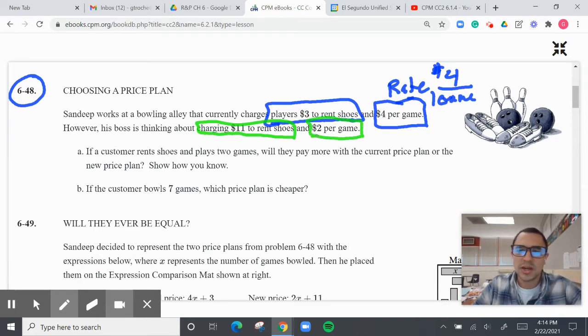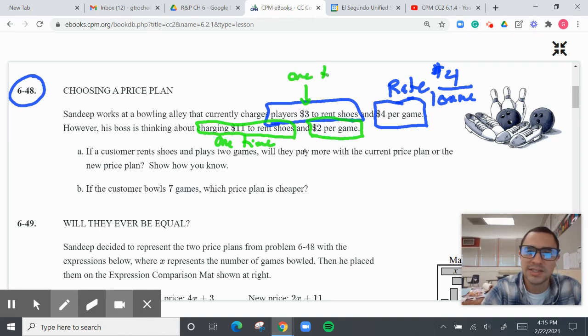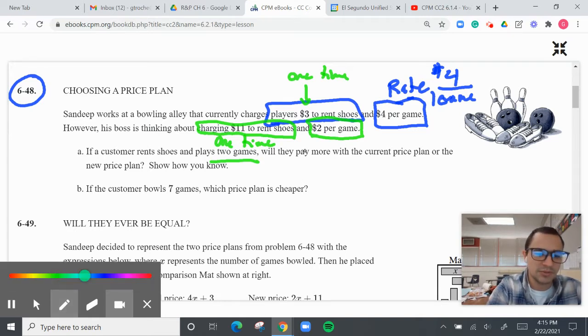Okay, so you've got to think about this. The $11 is a one-time thing. It is one time. The same thing here: the $3 is only one time, because you don't need to rent shoes for every single game. You just rent shoes when you're there and you give them back. So we need to figure out, if a customer rents shoes and plays 2 games, will they pay more with the current price plan or the new price plan? So let's go ahead and write those out.